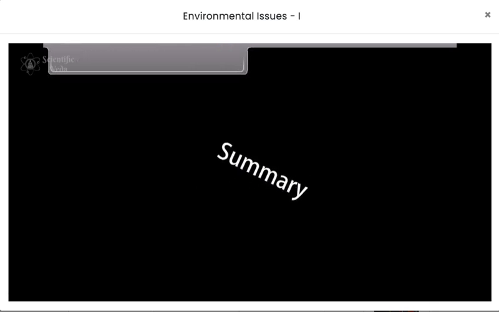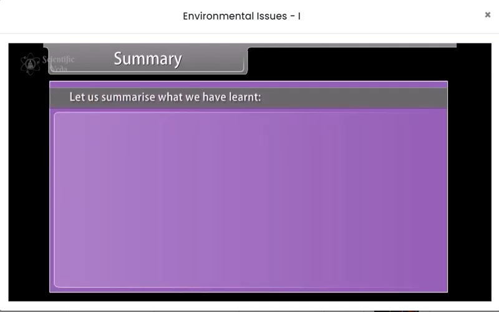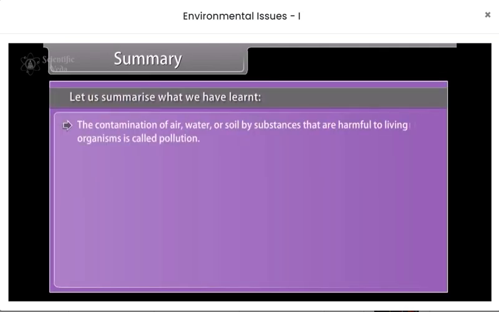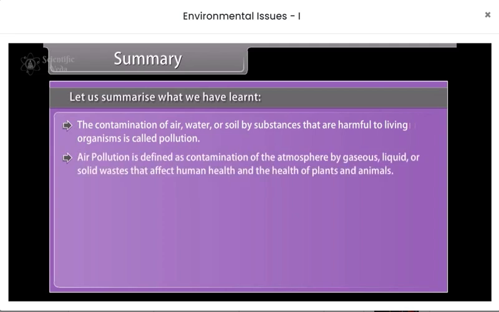Summary. Let us summarize what we have learned. The contamination of air, water, or soil by substances that are harmful to living organisms is called pollution. Air pollution is defined as contamination of the atmosphere by gases, liquid or solid wastes that affect human health and the health of plants and animals.